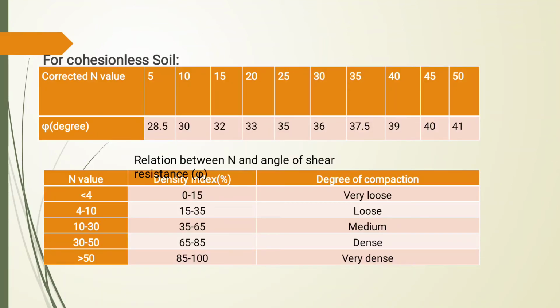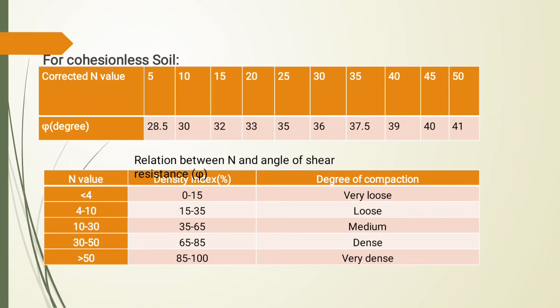Similarly, for cohesionless soil, the corrected N value and phi degrees are given in the table. Another one is the relation between N value, density index and degree of compaction. If N value is less than 4 and density index is 0 to 15, the degree of compaction is very loose. If N value is 4 to 10 and density index is 15 to 35, the degree of compaction is loose.